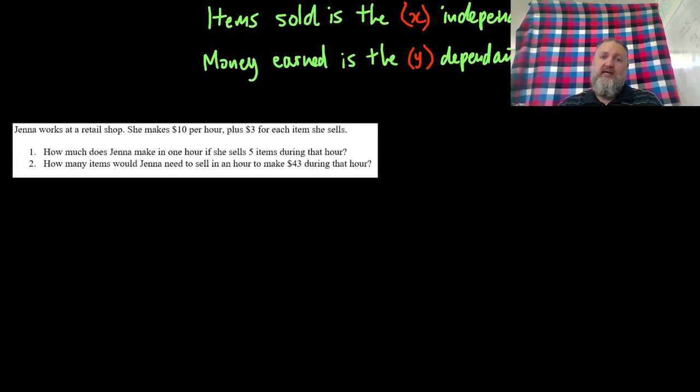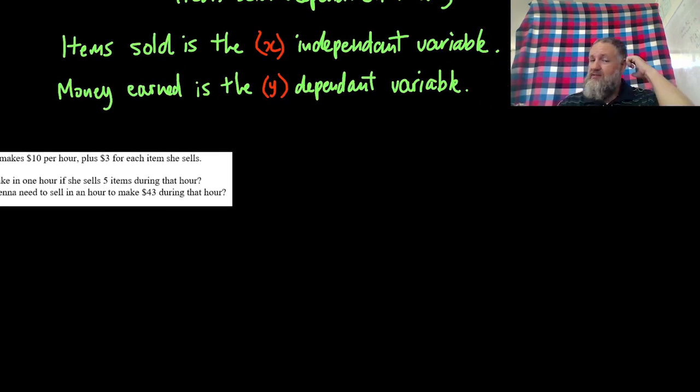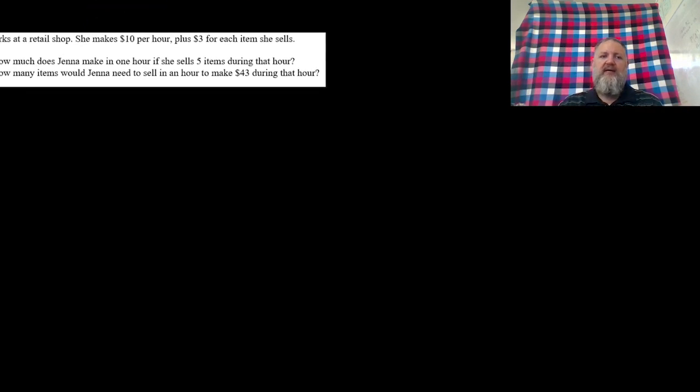Once again we need to remember that the items sold is the independent variable. So that means the items sold would be the x-axis, the horizontal, and the money earned will be the vertical. Okay, very good. So back to the question. She's making $10 per hour plus $3 for each item that she sells. The first question asks, how much will she make in an hour if she sells 5 items during that hour?